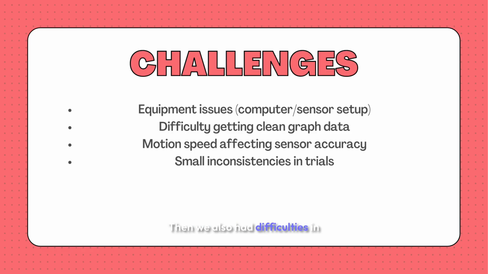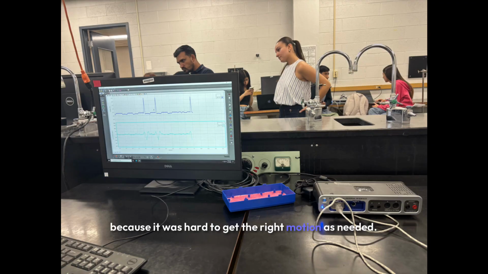We also had difficulties getting clean graph data due to the sensor, as I said before. The motion speed also affected the sensor accuracy because moving too fast caused high peaks and little waves. Then we had some small inconsistencies in the trials because it was hard to get the right motion as needed.